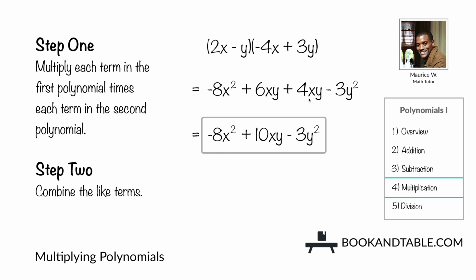And the second step, combine the like terms. So we have 6xy plus 4xy, which would give us 10xy. And the first term has a degree of 2. The second term has a degree of 2. And the third term has a degree of 2. So the answer is in standard form. So the product of 2x minus y times negative 4x plus 3y is equal to negative 8x squared plus 10xy minus 3y squared. And that is how we go about multiplying polynomials.